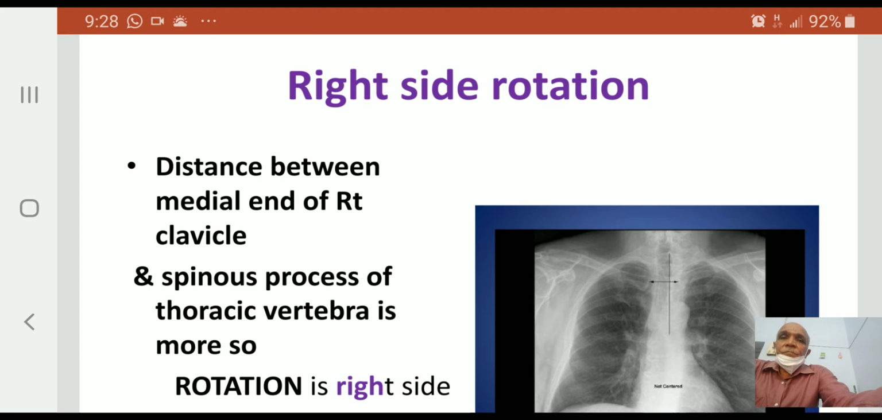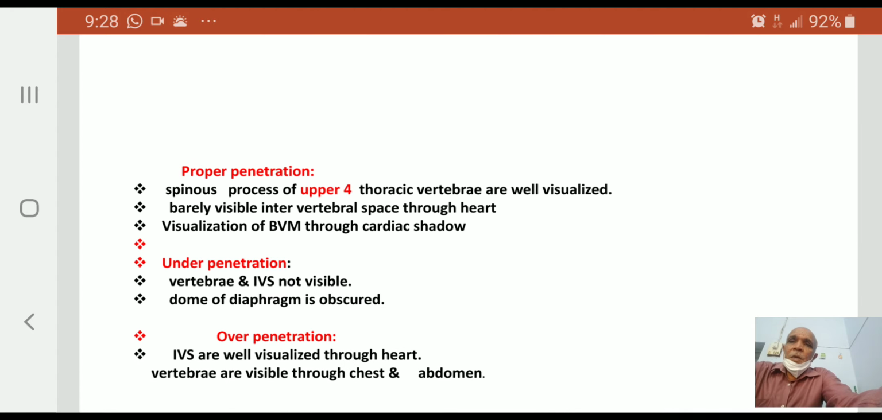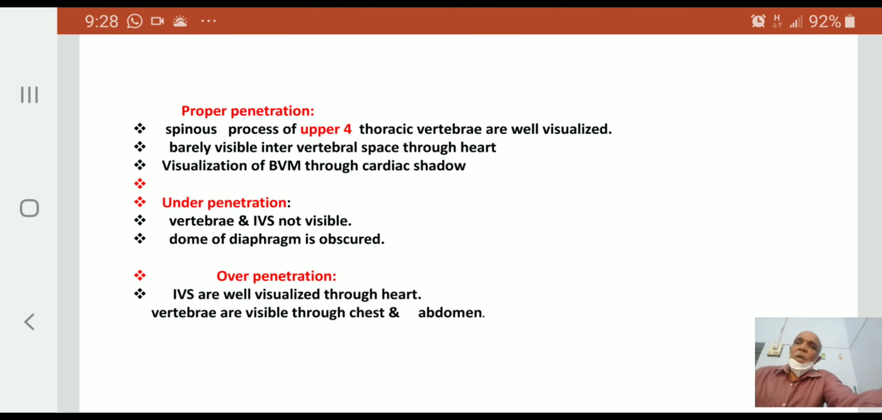Same, the distance between the medial end of the right clavicle to the spinous process of the thoracic vertebrae is more compared to the left side. So the rotation is on the right side. And penetration should be proper.